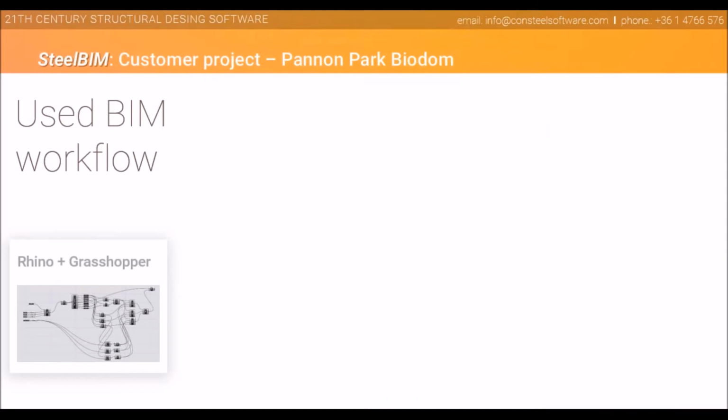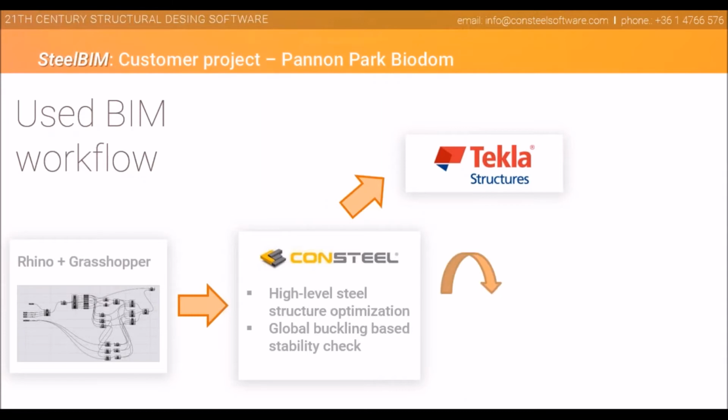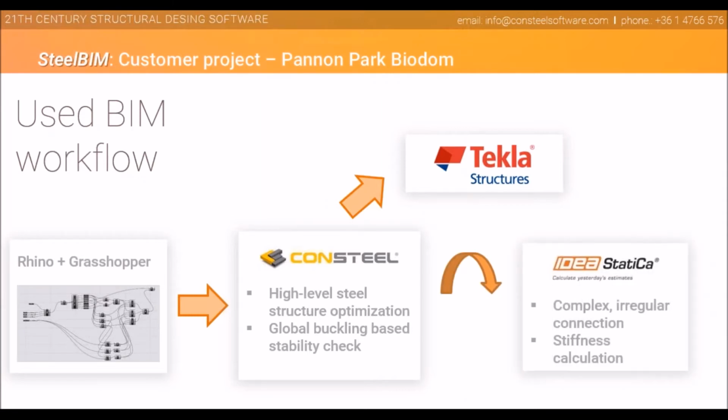Let's look at the used BIM workflow. The original structure mesh was created with a parametric Rhino and Grasshopper model, which was imported to ConSteel software. Preliminary design and section optimization was done in ConSteel and exported to Tekla for detailing. Meanwhile, the connections were identified based on the global ConSteel model and exported to IDEA StatiCa for connection design.